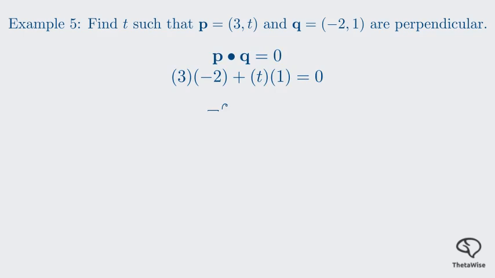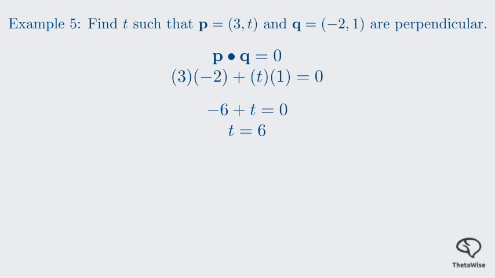Simplifying, we get 6 plus t equals 0. Solving for t, we find that t must be -6. Therefore, the value of the component t is -6 for these vectors to be perpendicular. In this scene, we have established the conditions for perpendicular and parallel vectors using the scalar product and applied these conditions to solve problems.